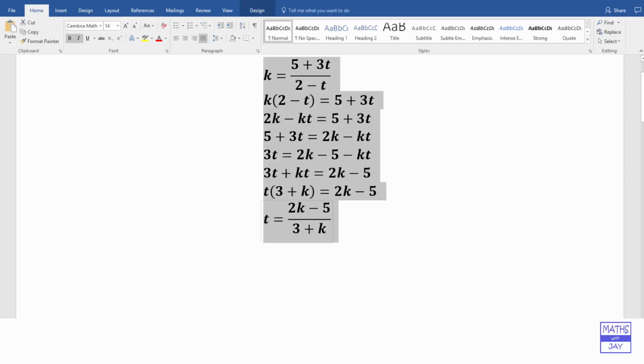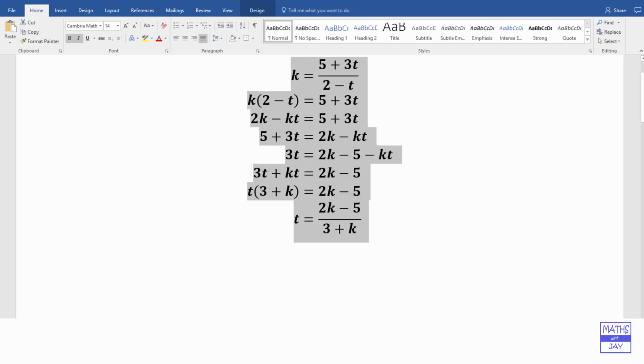So now I'm going to highlight all of that and right click and put align at equals. And doesn't that look much neater? We wouldn't have been able to do that if we hadn't put in the shift with the enter each time.